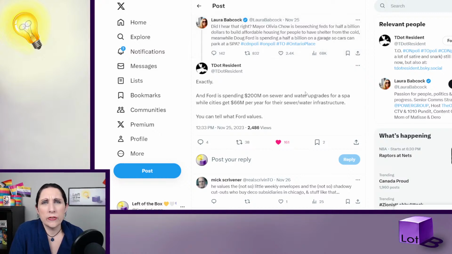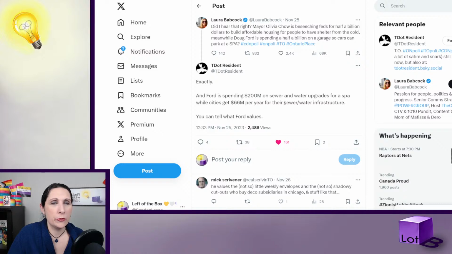There's a lot of controversy around a place called Ontario Place in Toronto, which used to be a very fun place to go community-wise, that Doug Ford is now using MZOs to override what the city wants to make into a luxury spa. And he's spending more money on that than infrastructure is being spent on cities.